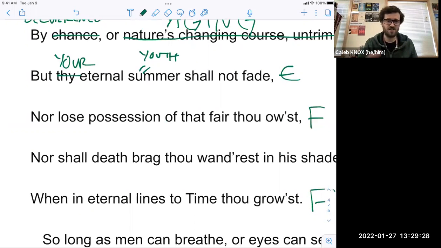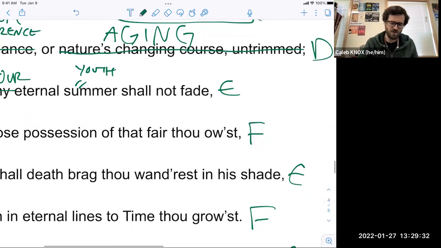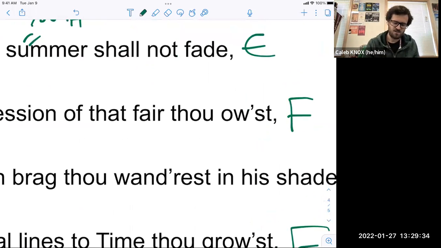Nor lose possession of that fair thou owest. Your eternal youth won't fade, and you won't lose possession of that. Remember, we said fair is beauty. You won't lose possession of that beauty you have.